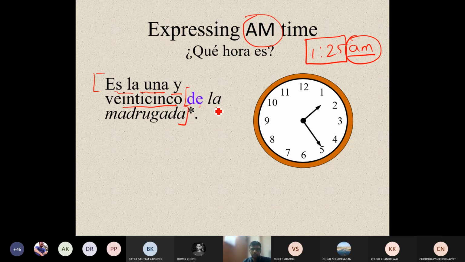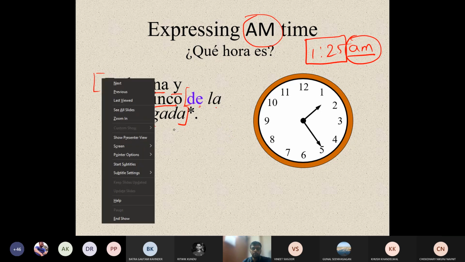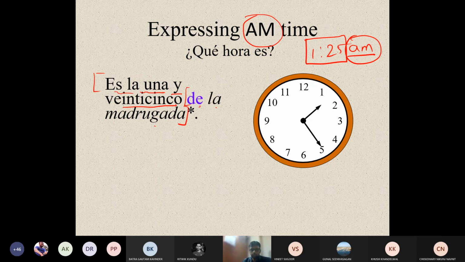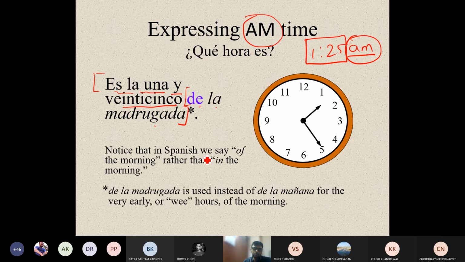Okay. De la madrugada. Okay. So there is a reason why we are using all this. Let us see that. Notice that in Spanish we say "of the morning" rather than "in the morning." I already told you that though "day" is "of," also "from," in this case we are just using "of," not "from." It is all about a habit in that particular language, so do not always compare it with other languages, here English. That is what is written here: in English you generally say "in the morning," but in Spanish they have this "of the morning."